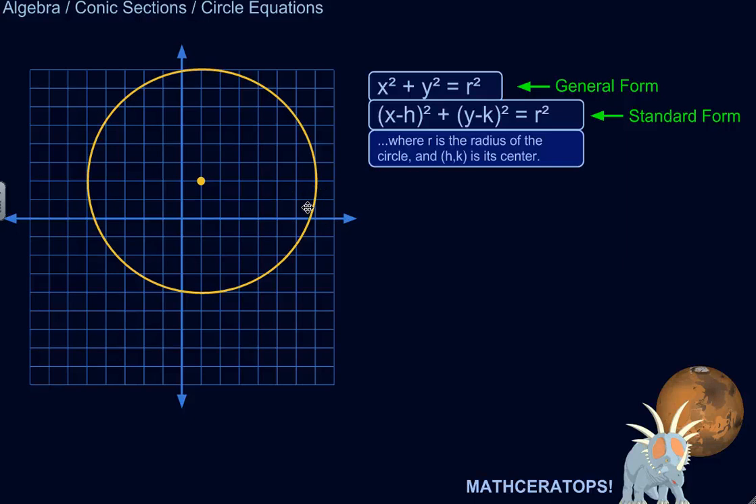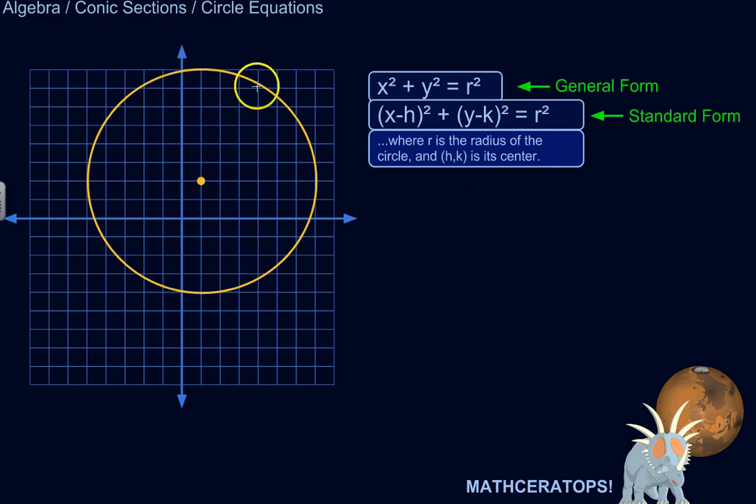Alright, let's check out the equations for a circle. The general form of an equation for a circle is x squared plus y squared equals r squared. X squared plus y squared equals the radius of the circle squared. Now, if that looks like the Pythagorean theorem to you, you are right, because check it out.